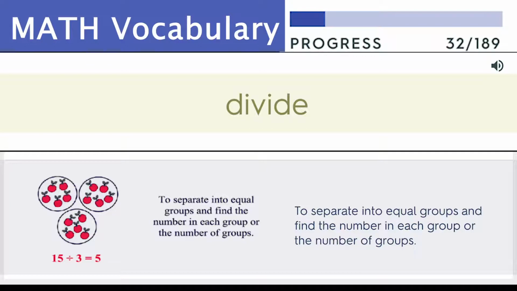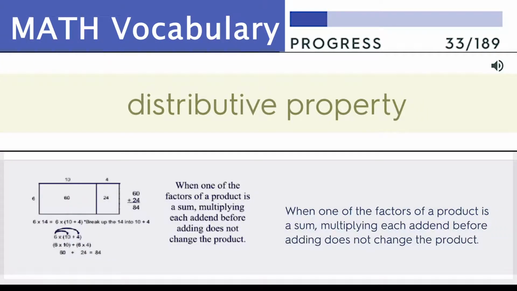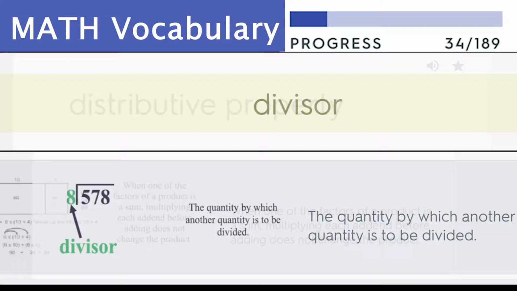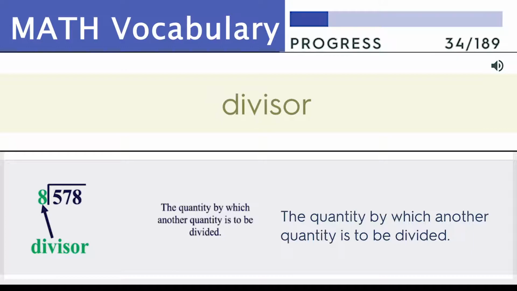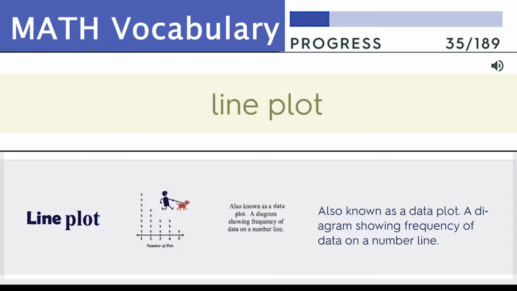Divide. To separate into equal groups and find the number in each group or the number of groups. Distributive property. When one of the factors of a product is a sum, multiplying each addend before adding does not change the product. Divisor. The quantity by which another quantity is to be divided. Line plot. Also known as a data plot, a diagram showing frequency of data on a number line.